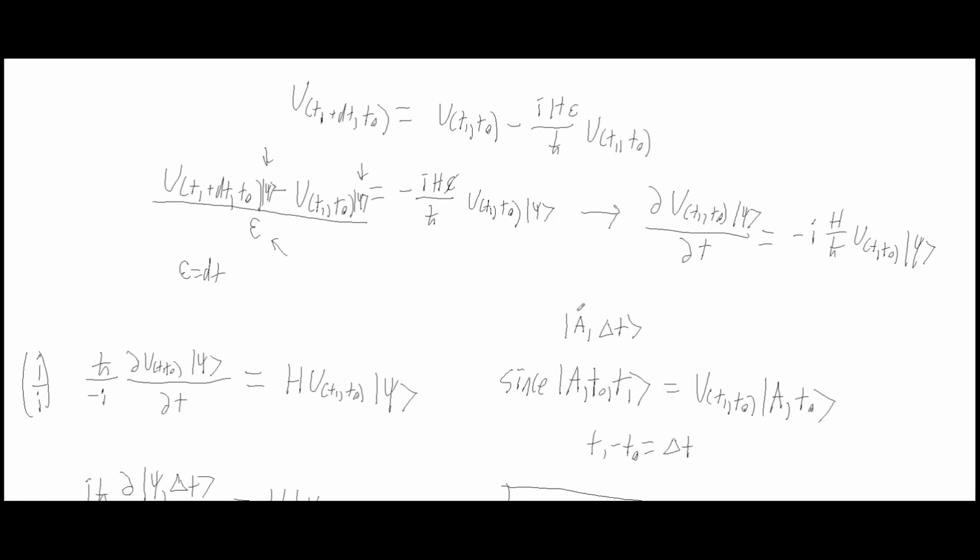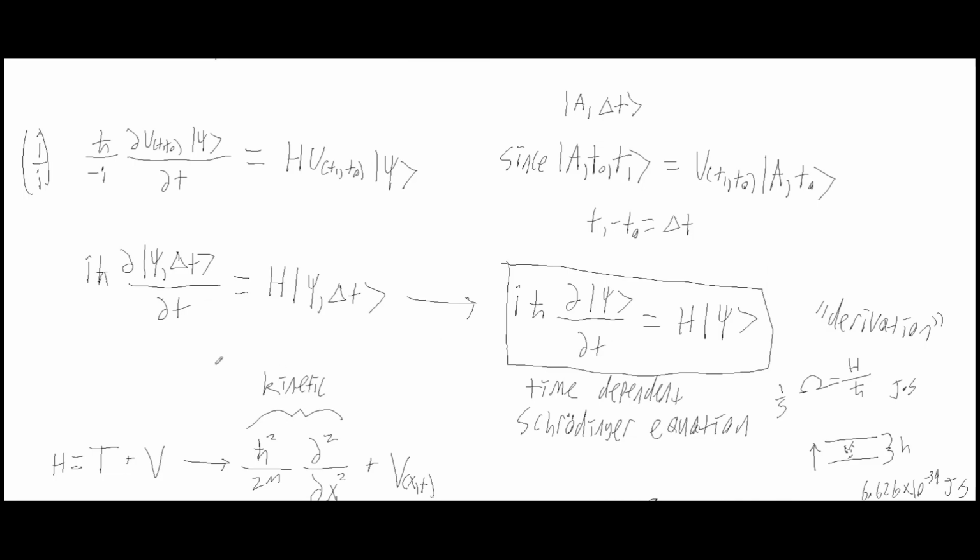From that we did a little bit more algebra, substituted this in for this, and ended up with the time-dependent Schrodinger equation.